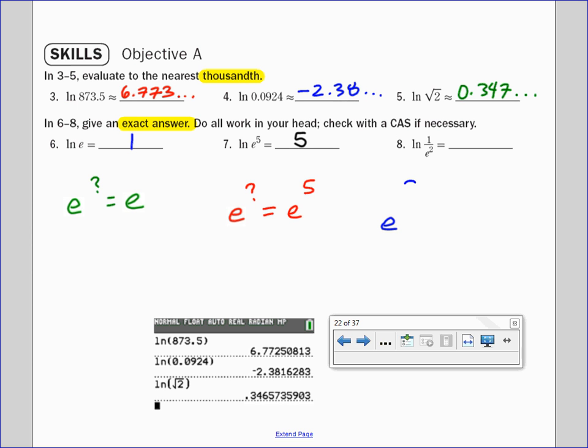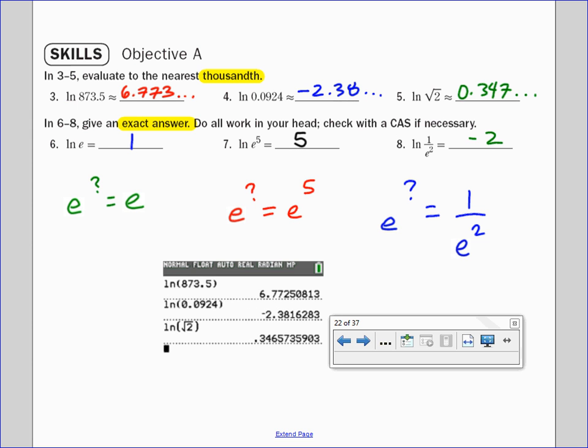Ooh, e to the what exponent equals 1 over e squared? Well, what kind of exponent makes a fraction? Olivia H? Negative. A negative exponent, good. So we need the negative exponent to flip it and then raise it to the second power. I'm thinking negative 2. What questions do you have on our exact power statements? Okay.